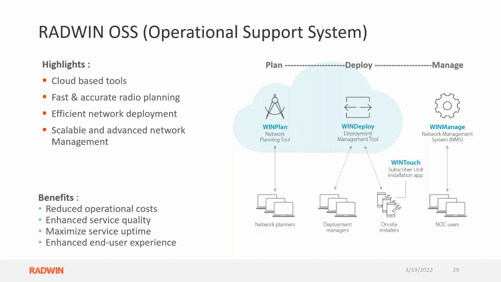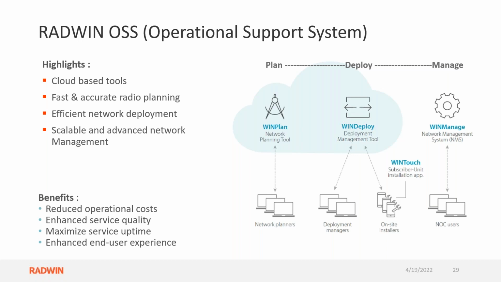WinPlan, that's our network planning tool. It's integrated with Google Maps, which is really nice. You can create your scenario, plot the points, tell it the tower heights, the type of radios, the type of clutter data, and it's going to project and predict what your performance is going to be. So you can plan and design the network.